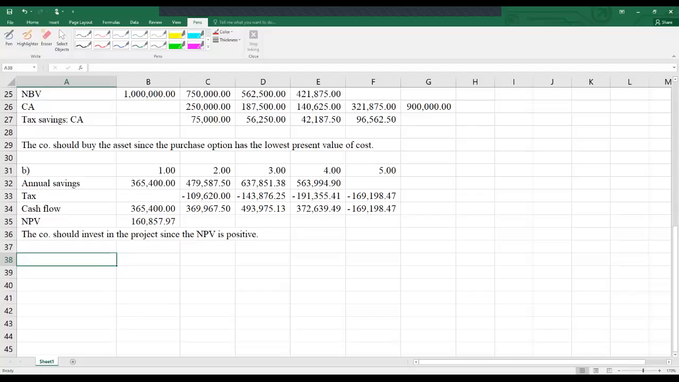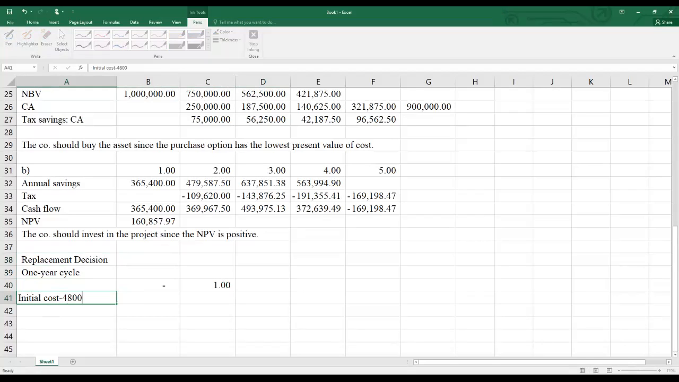So let's begin. This is the replacement cycle. Let's do a 1 year cycle. That is, buy in year 2020, for example, and dispose of it a year later. So in year 0, you buy the asset at cost, then use it for 1 year, then you dispose of it. Therefore, initial cost, you buy the asset in year 0. This asset costs 4,800. Therefore, negative 4,800 in year 0.